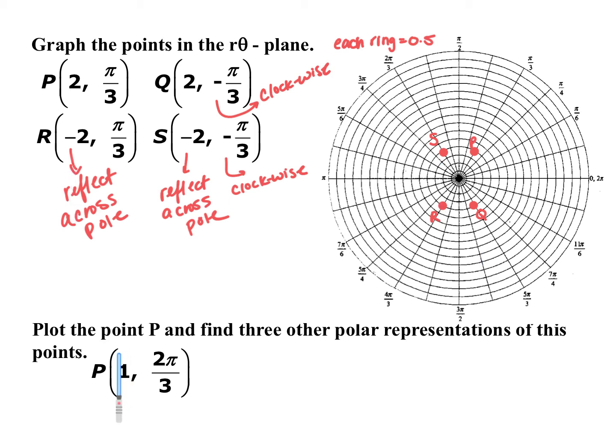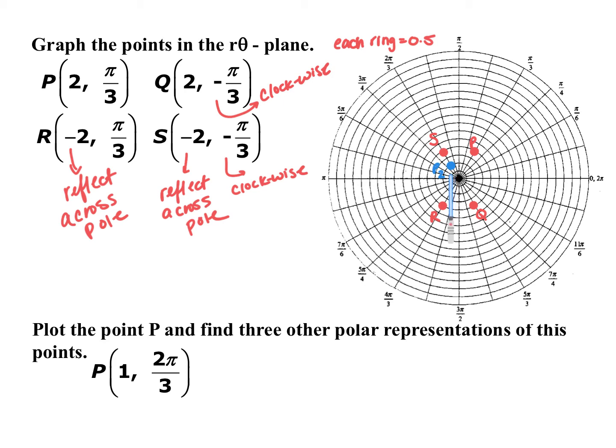So now we have a new point P, which is 1 comma 2 pi over 3. The first thing I want you to do is pause the video and graph that point on the polar plane, and then see if you can write 3 other coordinates that would give you the same point on the plane.